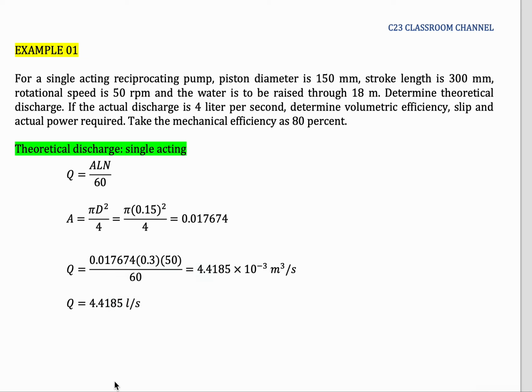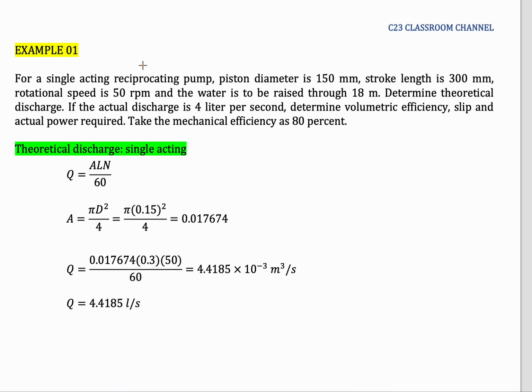For a single acting reciprocating pump, piston diameter is 150 millimeters, stroke length is 300 millimeters, rotational speed is 50 rpm, and the water is to be raised through 18 meter. Determine theoretical discharge. If the actual discharge is 4 liter per second, determine volumetric efficiency, slip, and actual power required. Take the mechanical efficiency as 80%.